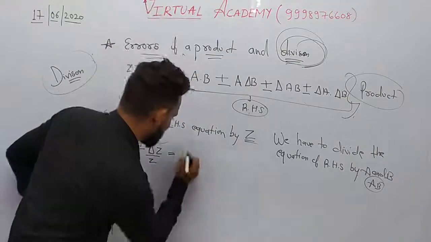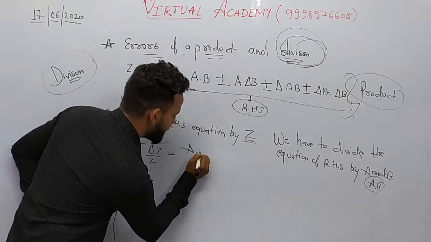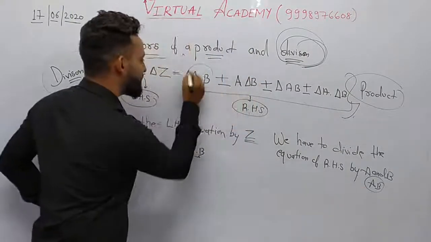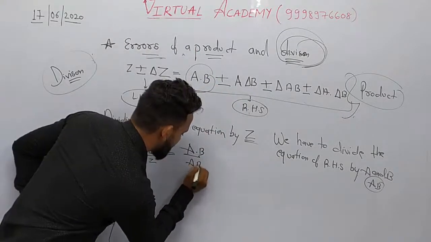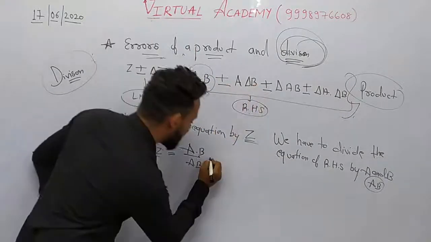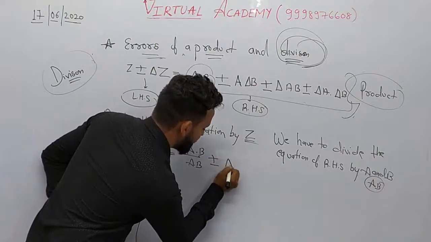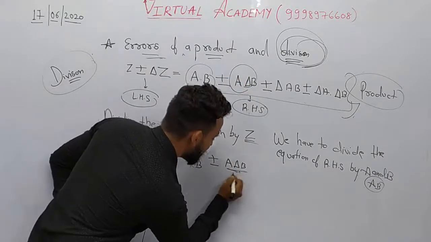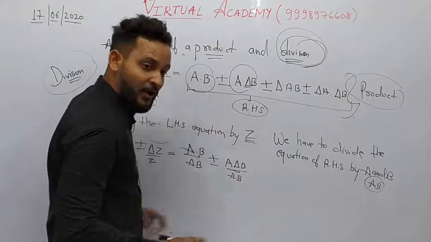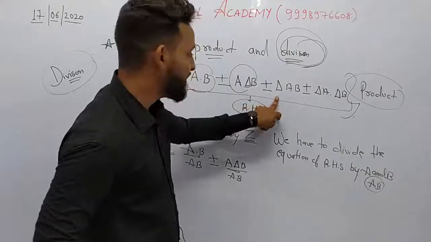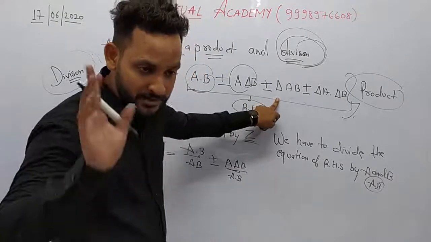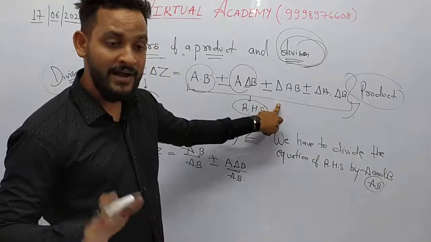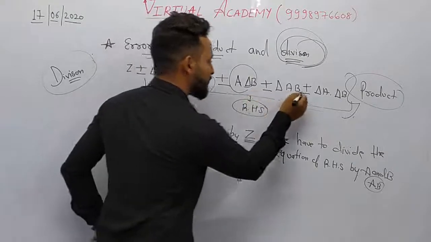Now AB, A and B. Now we have to divide this equation by AB. This equation is divided by AB. Again, this equation again divided by AB. We have to divide all the right hand side equation by AB. Clear? Just catch it in your mind. Try to catch these words. You have to divide all the equation of right hand side by A and B.